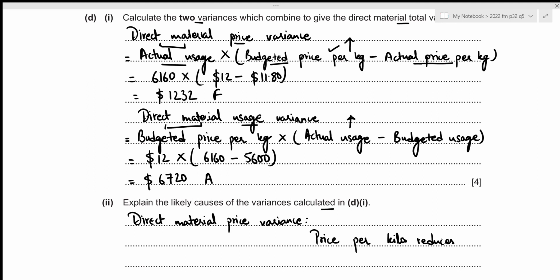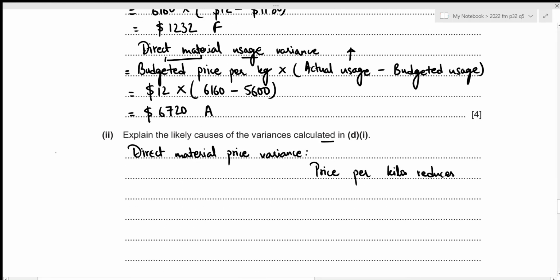So maybe this could be due to a decrease in market price, right? Or maybe we found a cheaper supplier, right? Or due to a shift to a cheaper supplier.